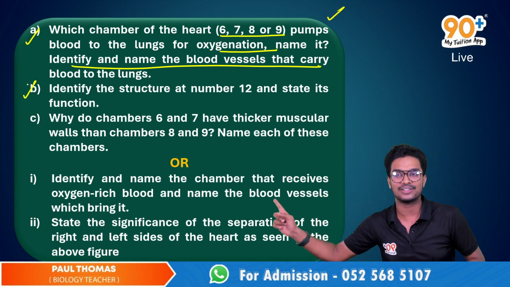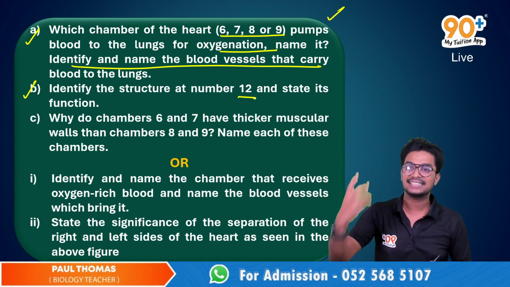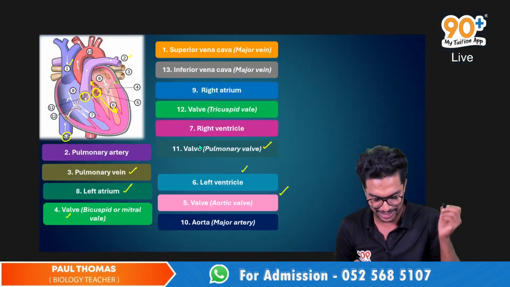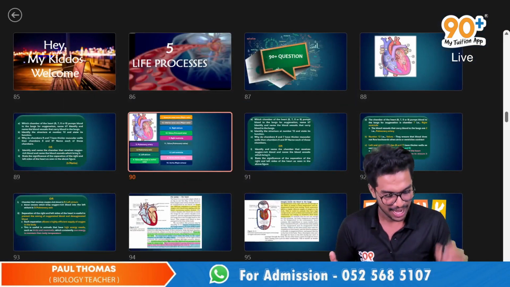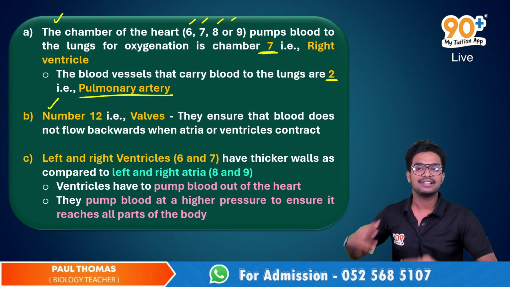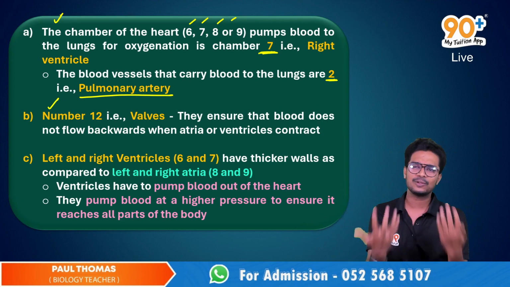The B part of the question is, identify the structure at number 12 and state its function. I will show you that question again. Identify the structure 12, and we know that was a valve. Okay, and here is the answer: number 12 is a valve, and specifically number 12 represents the tricuspid valve, and you can also mention it as a valve.